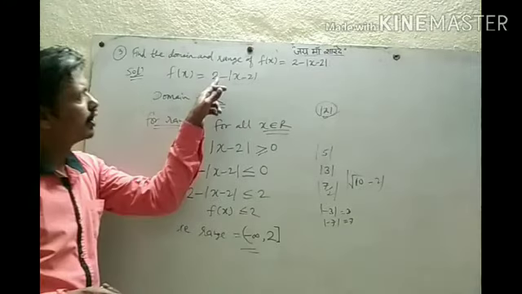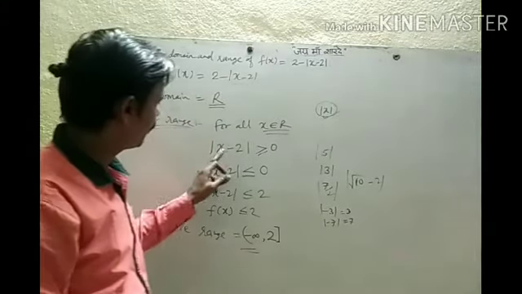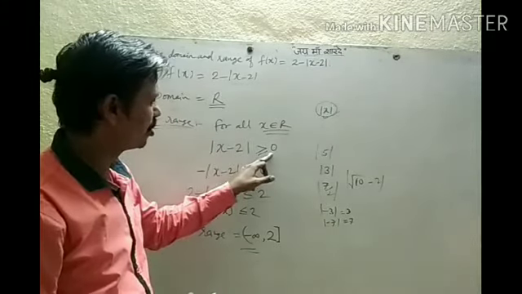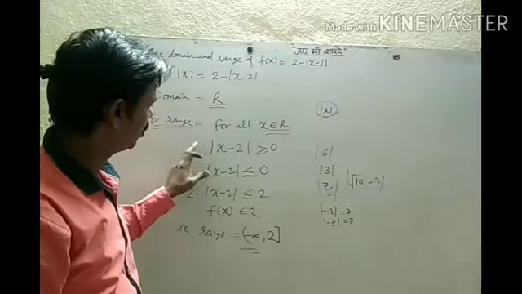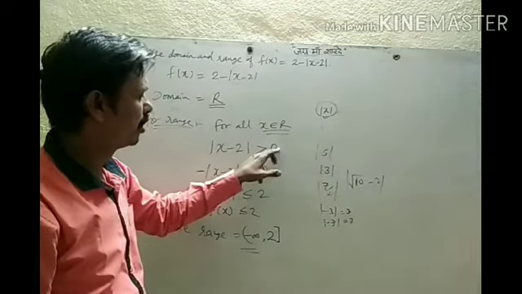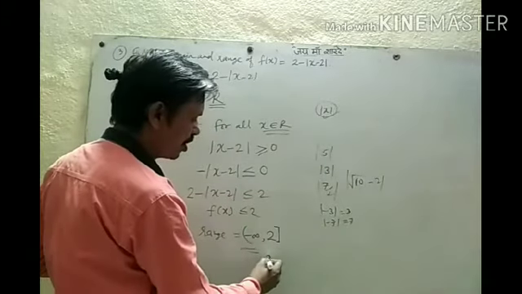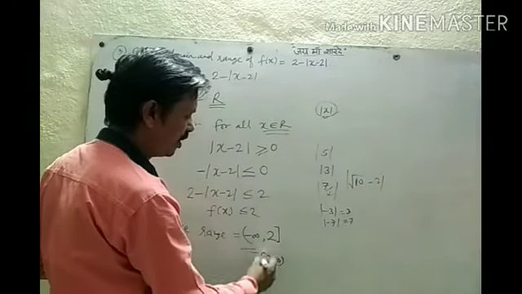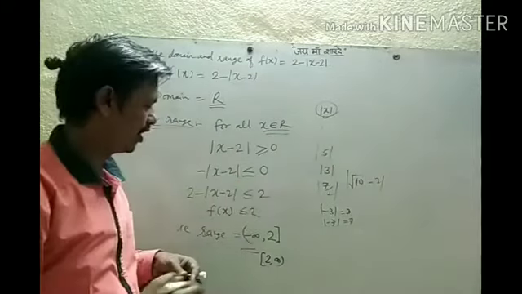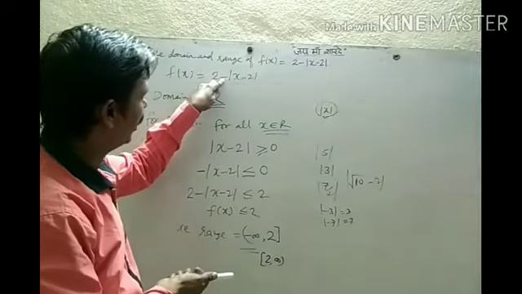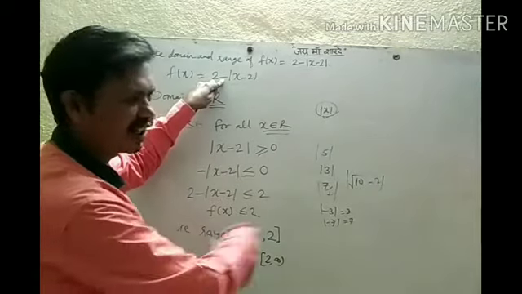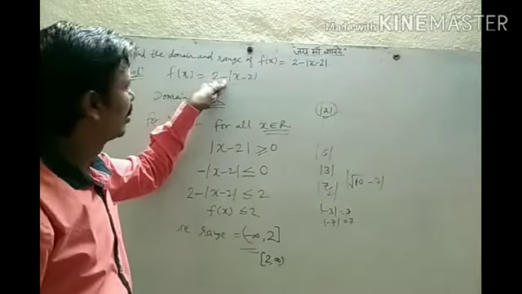If here we have a plus sign, then mod x minus 2 is more than or equal to 0. When we add 2 to both sides, 2 plus mod x minus 2 will be more than or equal to 2. So if we have a plus sign, its range will be 2 to infinity, the positive side. Just if we change minus to plus, your range will change. Okay?